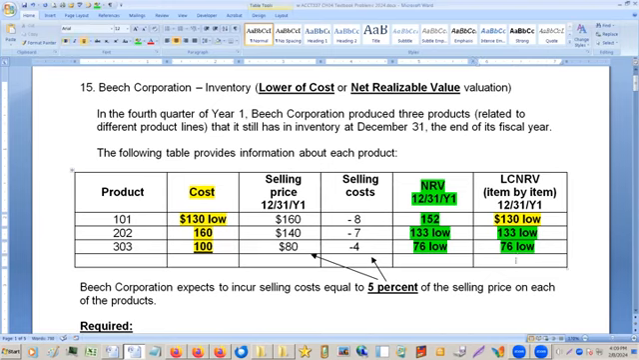Okay, let's see. 130 plus 133 plus 76 is $339. Okay, so this is our lower of cost or market.